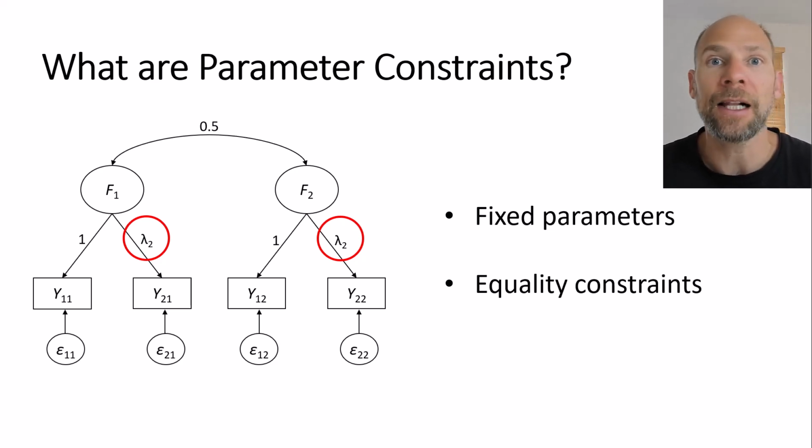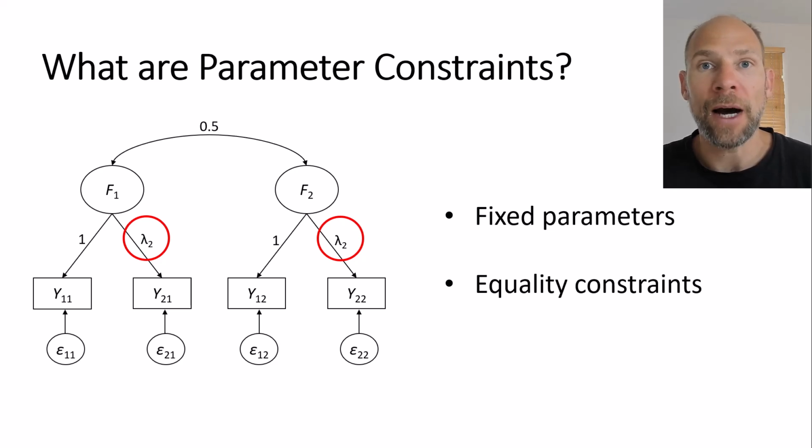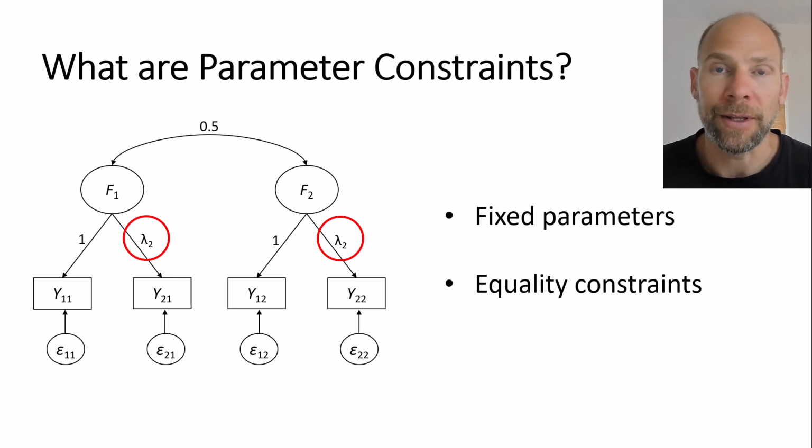We just simply tell the structural equation modeling program this parameter for y21, this loading for y21 should be estimated to the same value as the loading for y22, whatever that loading may be, but it's supposed to be the same value. And I'll show you an example on one of the following slides here.